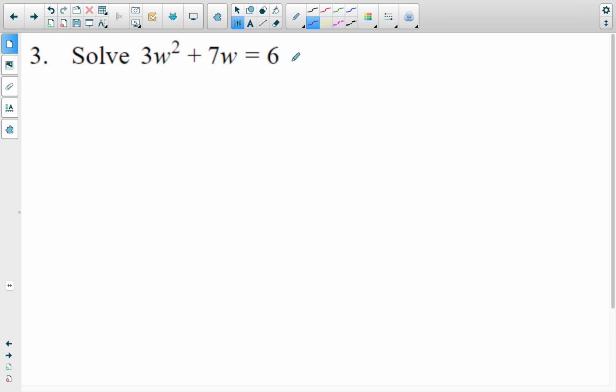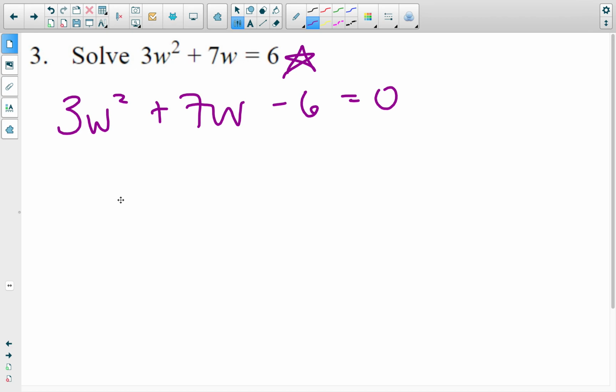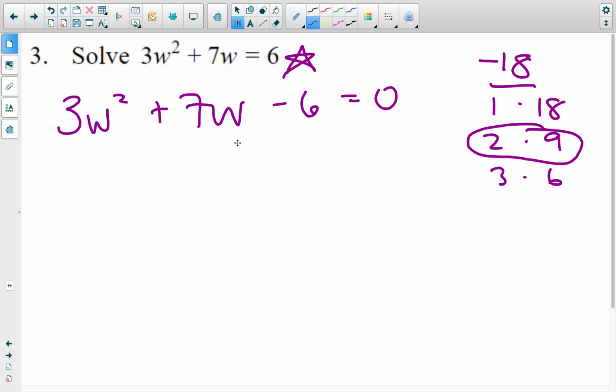This one, remember that we have to rearrange it first and make it equal to 0. All right. So 3w squared plus 7w. We have to subtract 6 first. And then from here we can use the AC method. All right, so take a look at what's 3 times -6. It's -18. Some options: 1 times 18, 2 and 9, 3 and 6. And then which of these options could we play around with adding or subtracting to give us our middle coefficient, 7w? It's going to be this, right? 2 and 9. So then let's work with that, right?